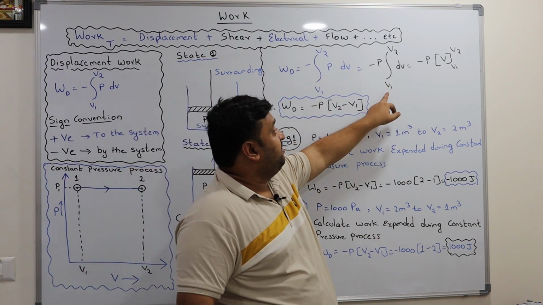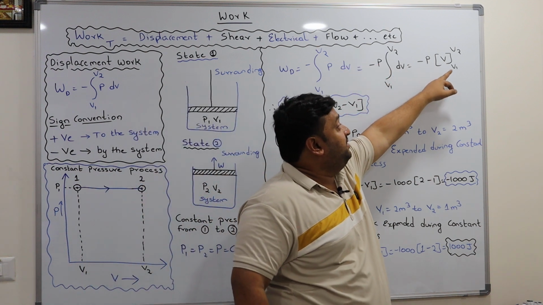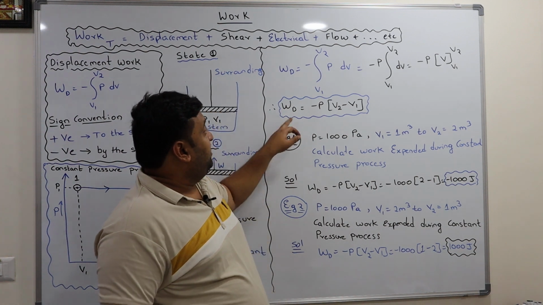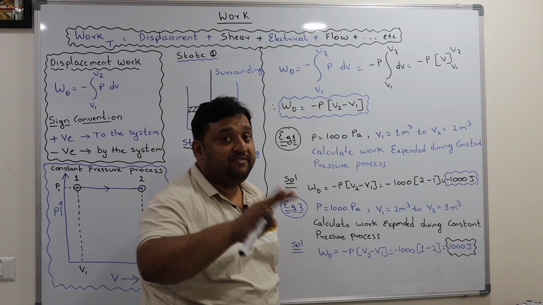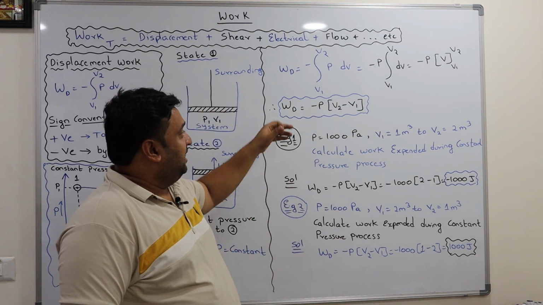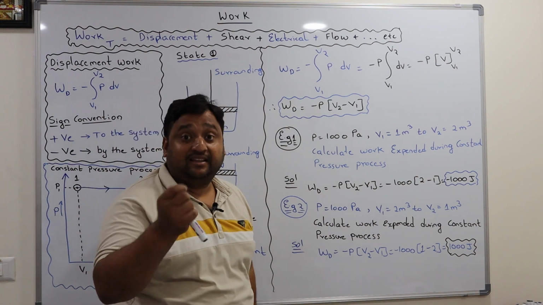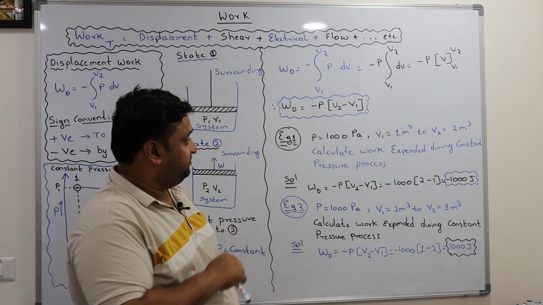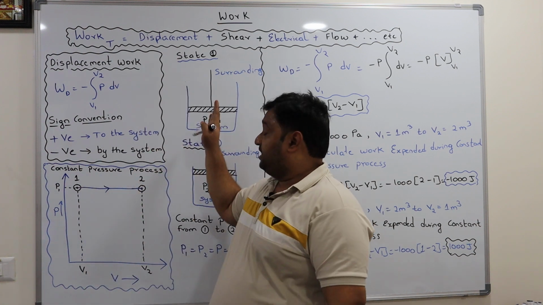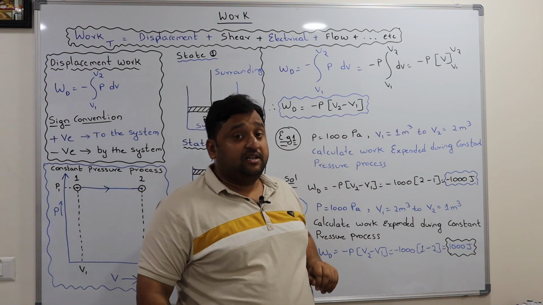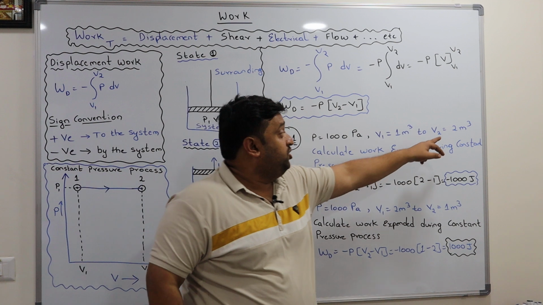So minus P integral V1 to V2 dV. The integral V1 to V2 dV is nothing but V between the limits V1 to V2. Okay. Finally, the displacement work is equal to minus P into (V2 minus V1). V1 is the initial state, V2 is the final state. For example, let us apply some numbers to this formula and check whether it follows the sign convention or not. The pressure inside this expansion process is around 1000 pascals, the initial volume is 1 meter cube, and the final volume is 2 meter cube.